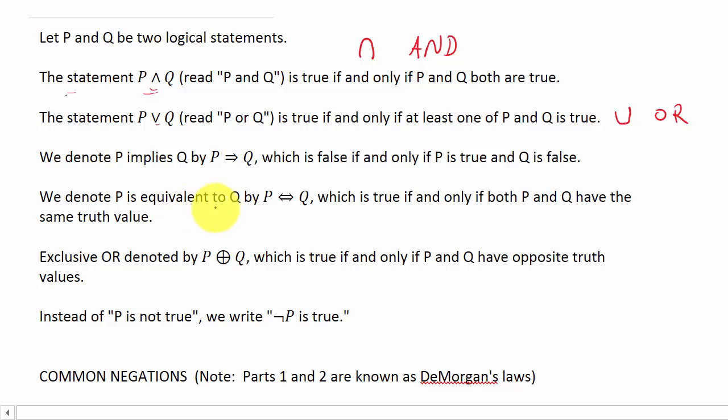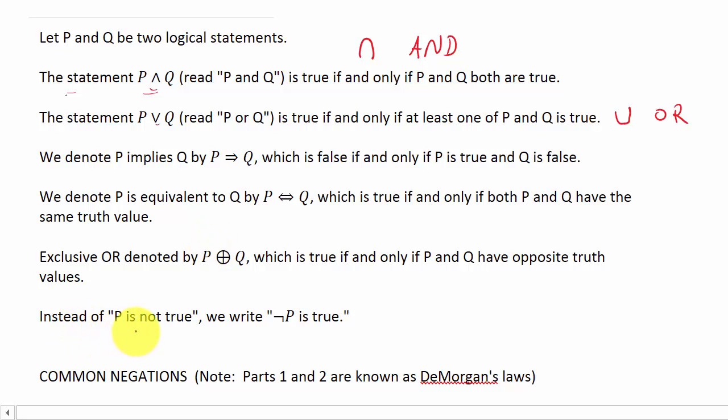And then we denote P is equivalent to Q by P and then this symbol Q, which is true if and only if P and Q have the same truth value. So if P and Q are both true, then it would be true, or if P and Q are both false, then it would be true. They have to have the same truth value. And then exclusive or is denoted by P and then this symbol Q, which is true if and only if P and Q have opposite truth values. So their truth values would have to be opposite in order for it to be true. If the truth values are the same, then it would be false.